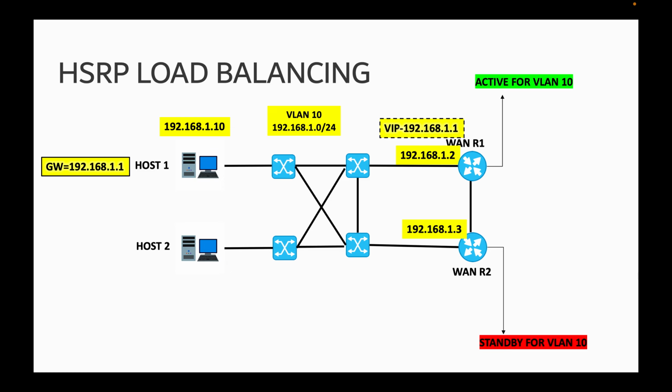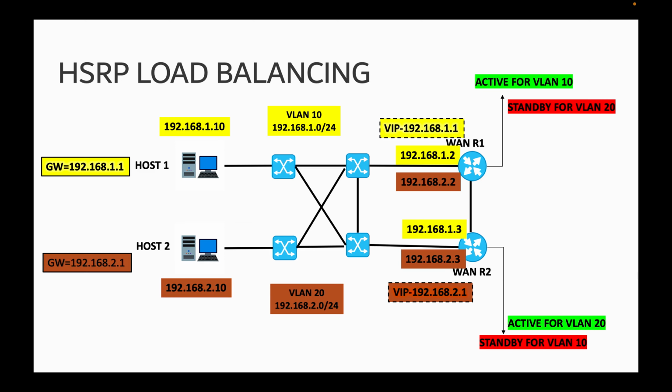For example, for the 192.168.1.0 network, R1 is active, R2 is standby, and the virtual IP is 192.168.1.1. And for another host, I can configure another subnet with VLAN 20 with subnet 192.168.2.0. For this, the active router will be R2 and the standby router will be R1. So in this way, you can load balance the HSRP traffic as well.